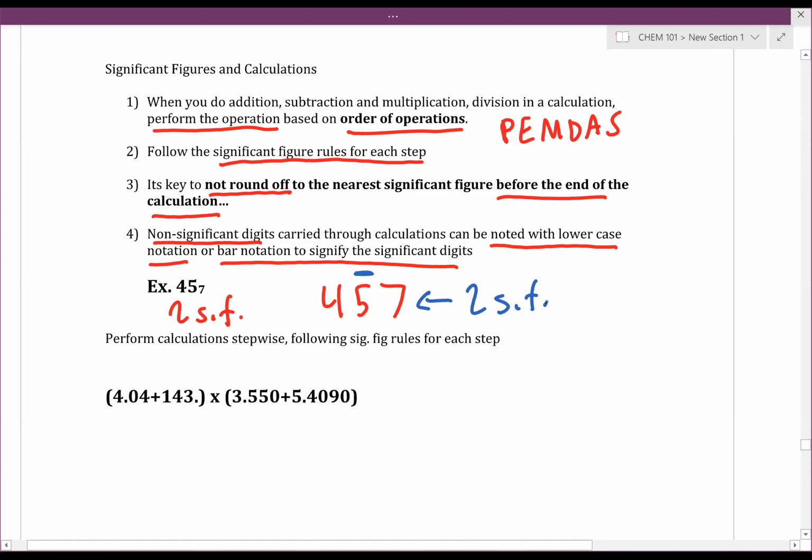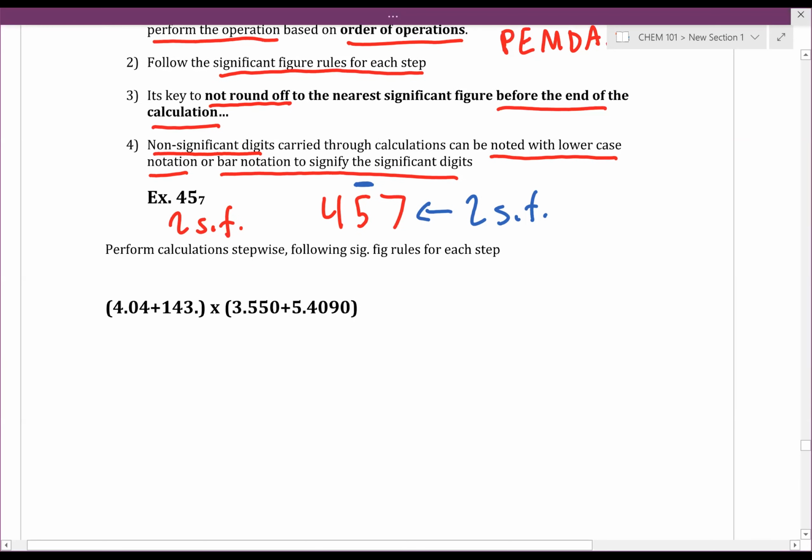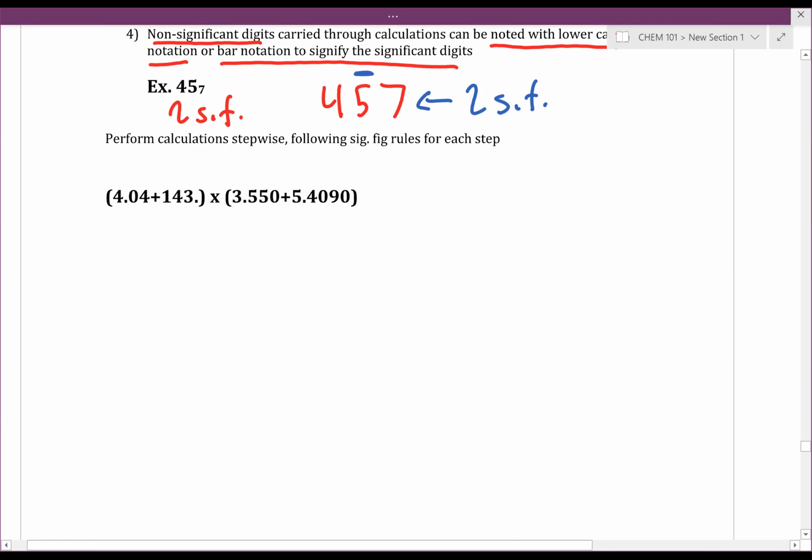This is really important because we want to make sure we're following the sig fig rules for each step, and we need to know what digits are significant and what digits we are carrying through to ensure our calculations are accurate. Okay, so what I'm going to do is showcase a relatively difficult example, and I'll show how we utilize bar notation to get us from start to end. So let's treat this complicated operation one step at a time. So first and foremost, we have a set of parentheses. So we're going to deal with the operations in the parentheses first.